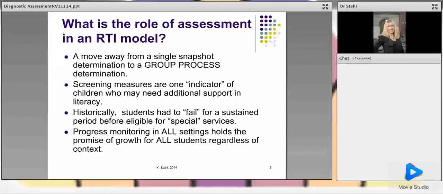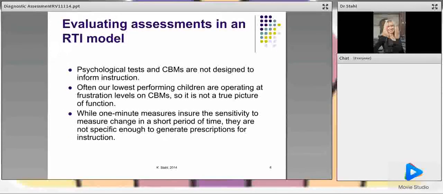Today, progress monitoring in all settings holds the promise of growth for all students, regardless of whether we are talking about a general classroom education setting or an intervention setting, or even that special ed setting. We want to use our progress monitoring to make sure that all children are making progress over time.